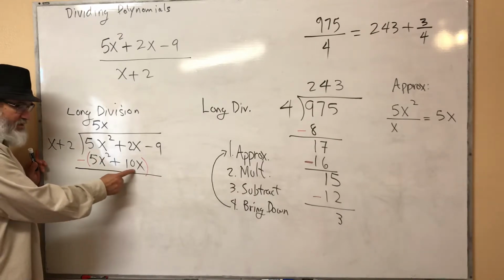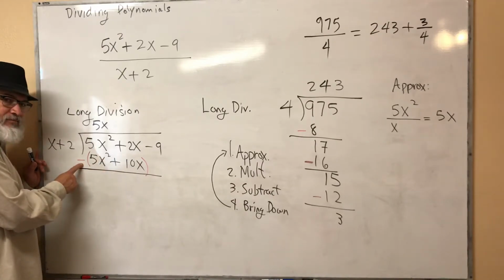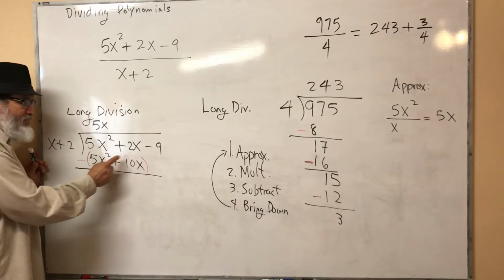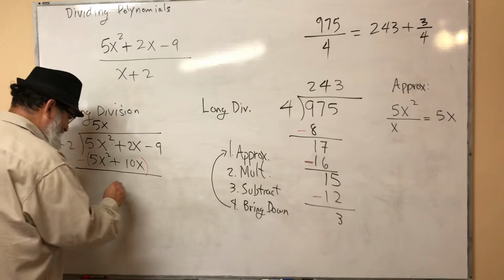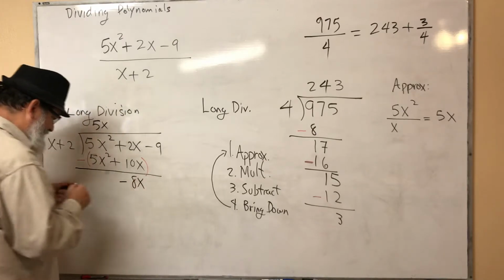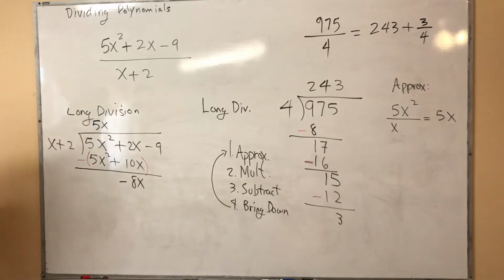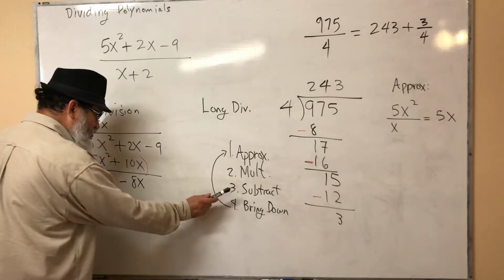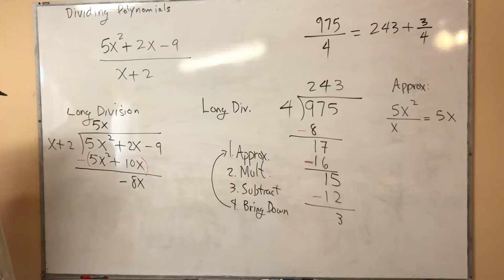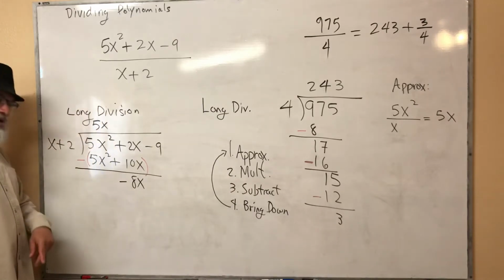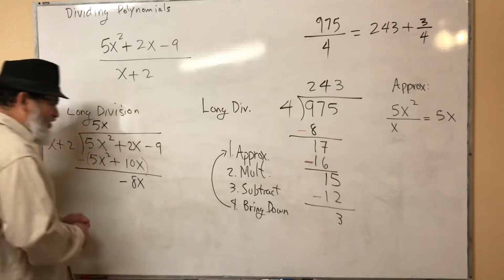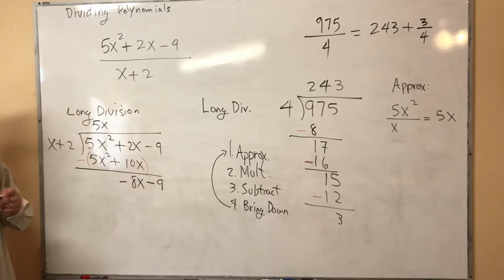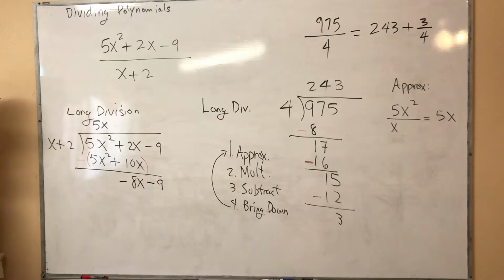You see this 10x, it becomes negative. So this becomes 2x minus 10x. What's 2x minus 10x? Negative 8x. That's your step number 3. Step number 4, bring down. Minus the 9. Bring down. There it is.